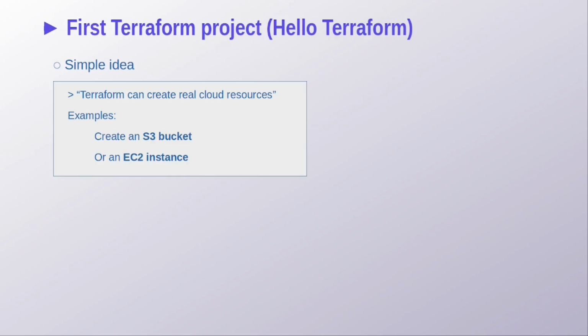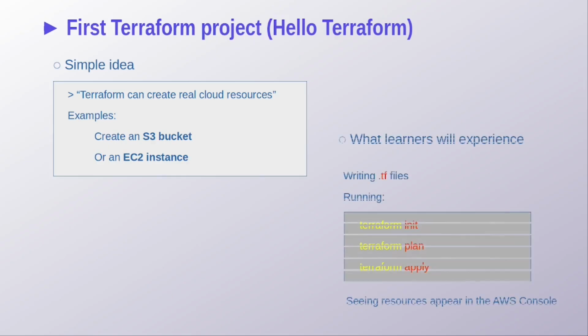First, Terraform project. Now let's make this real. The goal is simple: Terraform can create real cloud resources. We keep it simple. Create an S3 bucket or create an EC2 instance. No complex logic. Focus only on writing the TF file, running the workflow, and seeing resources in the AWS console.